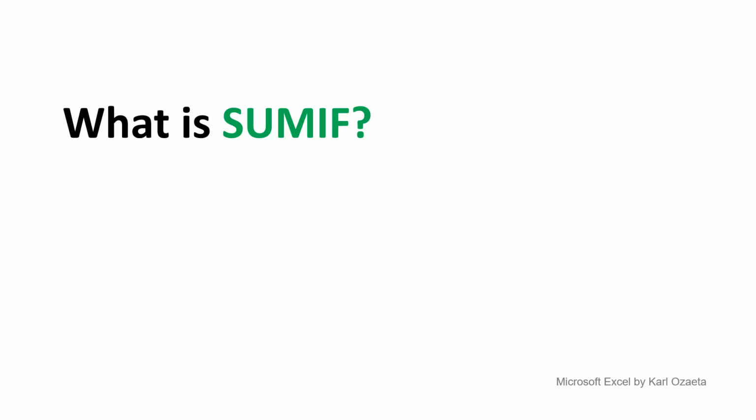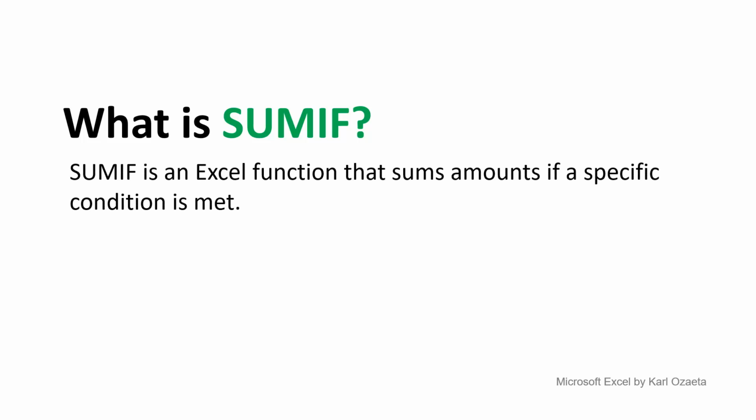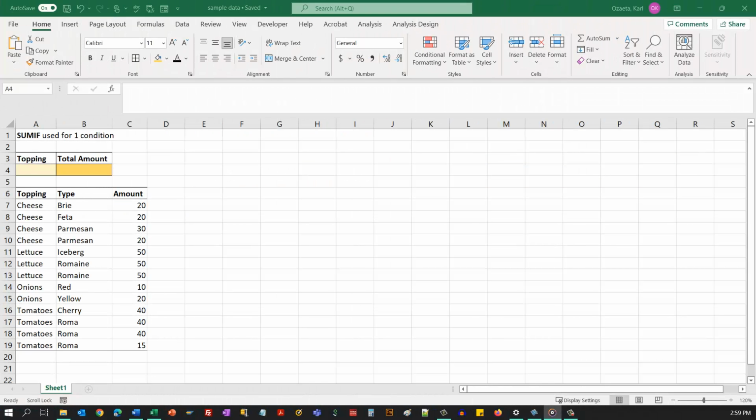What is SUMIF? SUMIF is an Excel function that sums amounts if a specific condition is met. In front of us is a worksheet containing a table with toppings that you would add to a burger or a sandwich along with specific types and amounts.